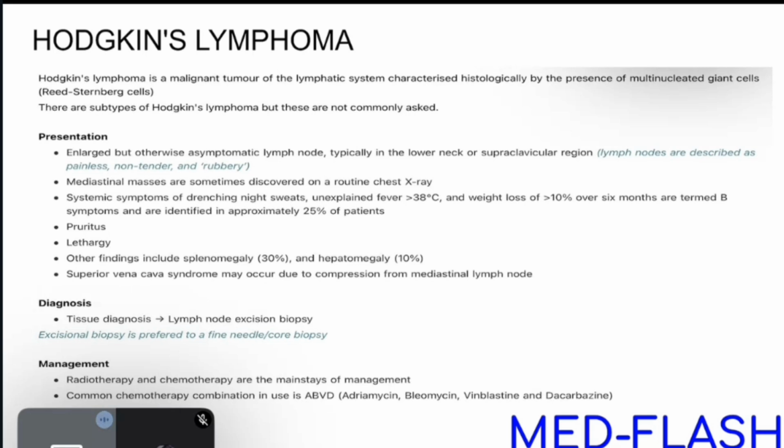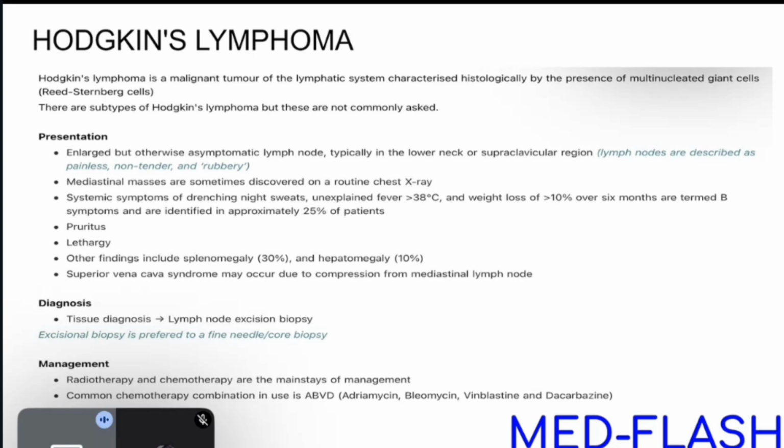But yet again, I told you that if there is an enlarged lymph node for PLAB, just remember it can never be a leukemia. It has to be a lymphoma. Most likely, they would confuse you between Hodgkin's lymphoma and chronic myeloid leukemias. All right. So that's a takeaway point as well.